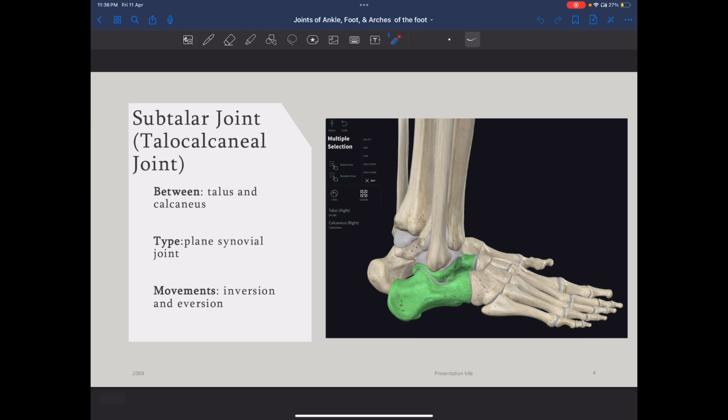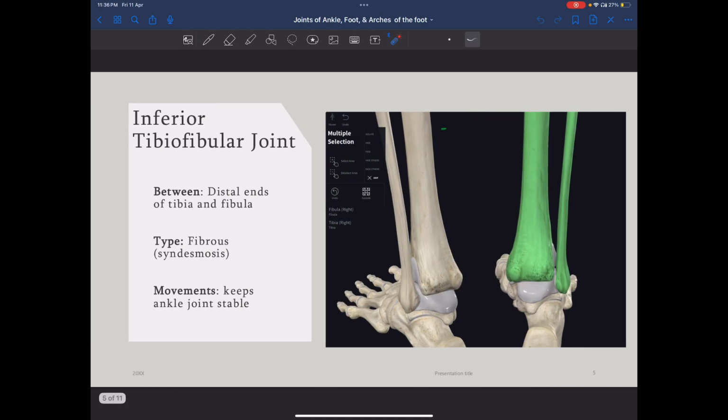Next joint is the subtalar joint or the talocalcaneal joint. This is between the talus right here and the calcaneus, and it's also a plain synovial joint. Usually helps in the inversion and eversion of the foot. So again, this is the foot, this is lateral, and this is medial. Eversion would be outside laterally, medially would be inversion.